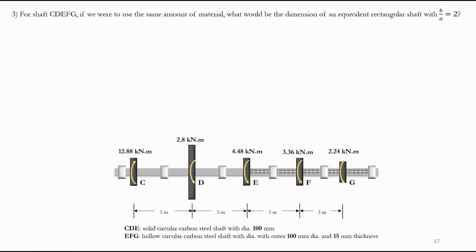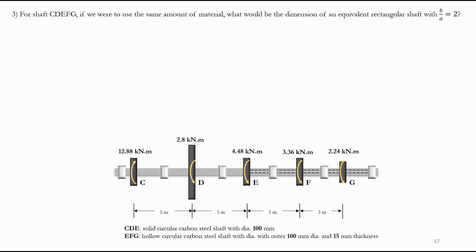Now, the last question was asking, if we were to use the same amount of material, what would be the dimensions of an equivalent rectangular shaft with B over A of 2. So what does it mean with the same amount of material? Sometimes they can ask you for it with the same cross-sectional area, basically.